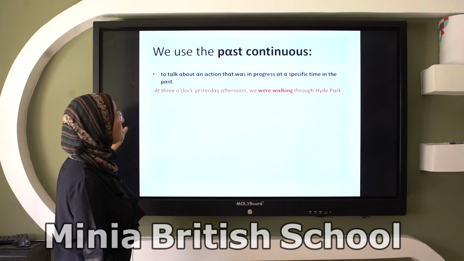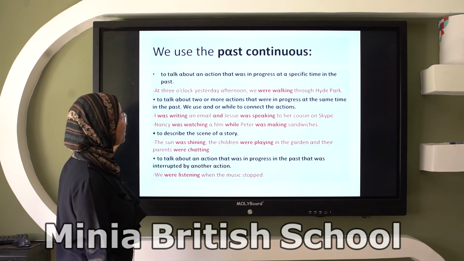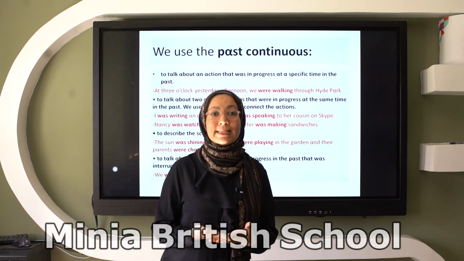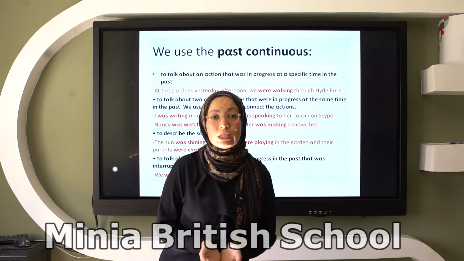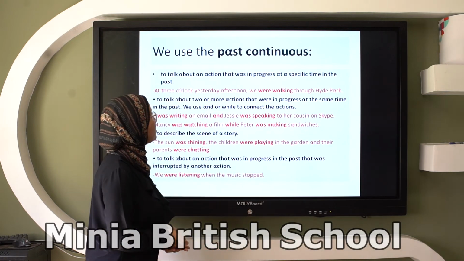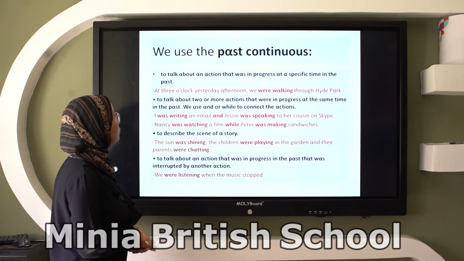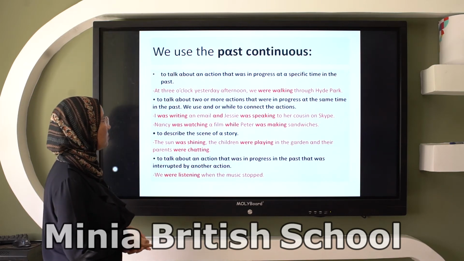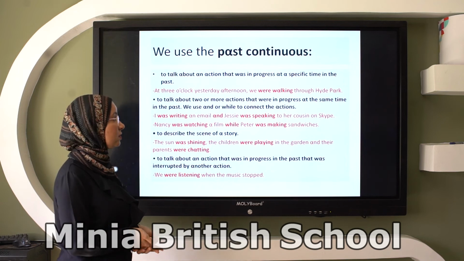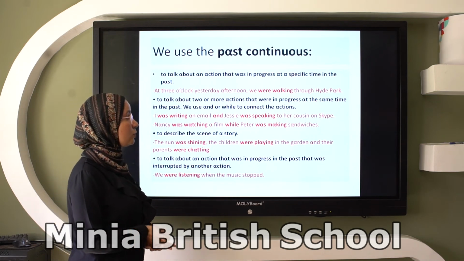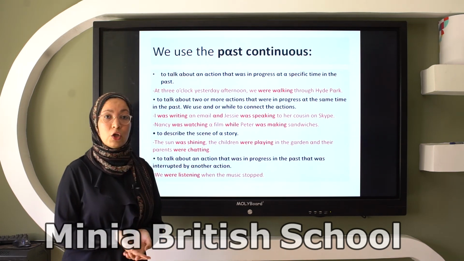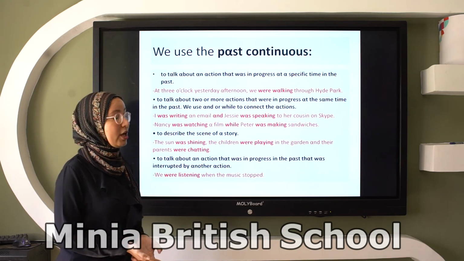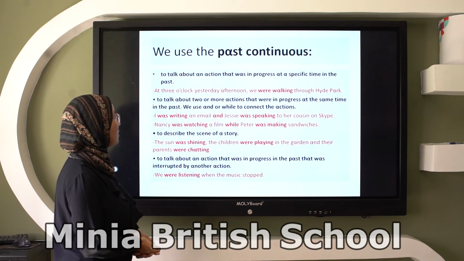Use of the past continuous. Of course, each tense has its usage. Why do we use this tense? Okay, for the past progressive, number one, to talk about an action that was in progress at a specific time in the past. Okay, at 3 o'clock yesterday afternoon, we were walking through Hyde Park. So, at this specific time, we were doing something, okay? So this is a specific time in the past.